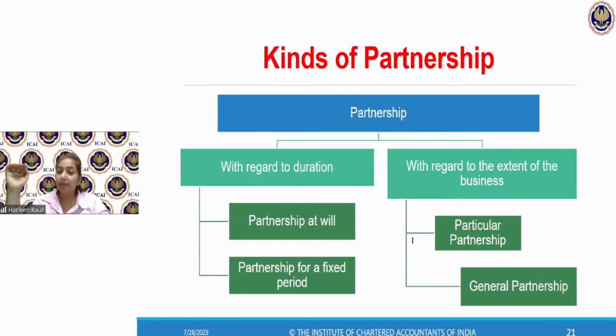Particular partnership means for any particular event, any kind of relationship between partners that we are forming for a particular event, that is known as particular partnership. Otherwise, if we have decided to do business for a fixed period or at will, any other kind of partnership is known as general partnership.